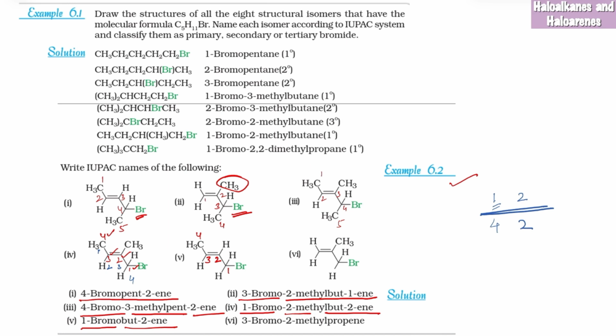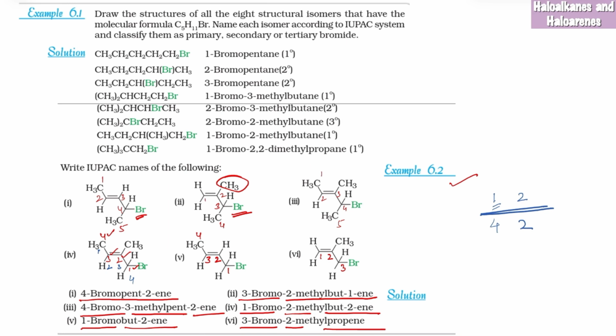Next is compound 6. So 1, 2, 3. Longest chain is 3 carbon chain. Between first and second carbon there is a double bond and on the second carbon there is a methyl group. Third carbon is bonded to bromine. So 3-bromo-2-methyl. Now instead of writing prop-1-ene, it is just written propene because the lowest locator number of the doubly bonded carbon is 1. So prop-1-ene or propene means the double bond is between the first and the second carbon.